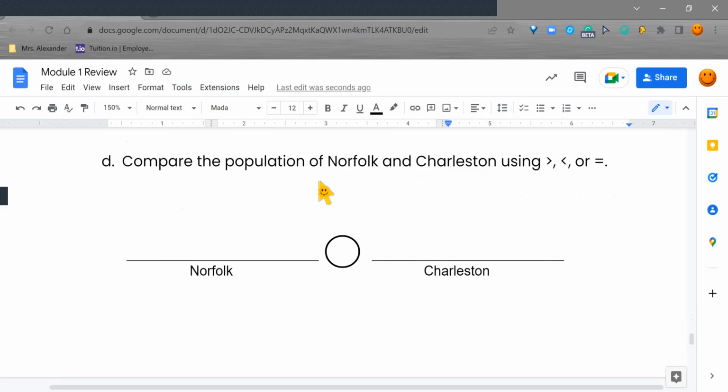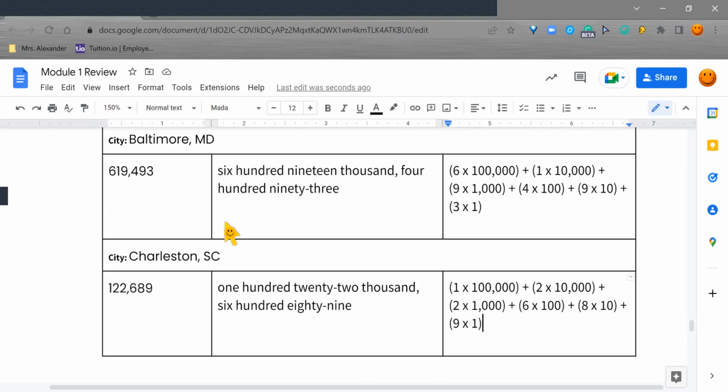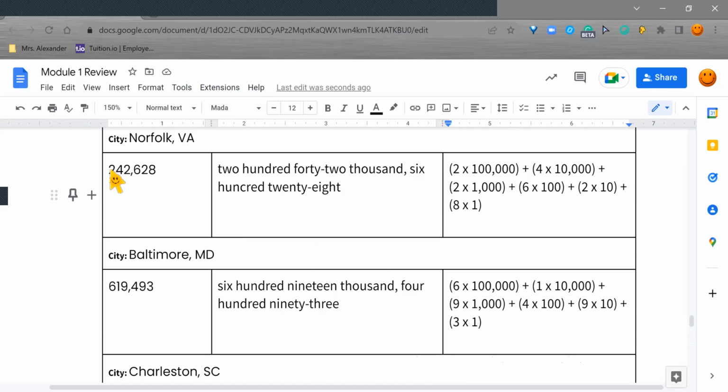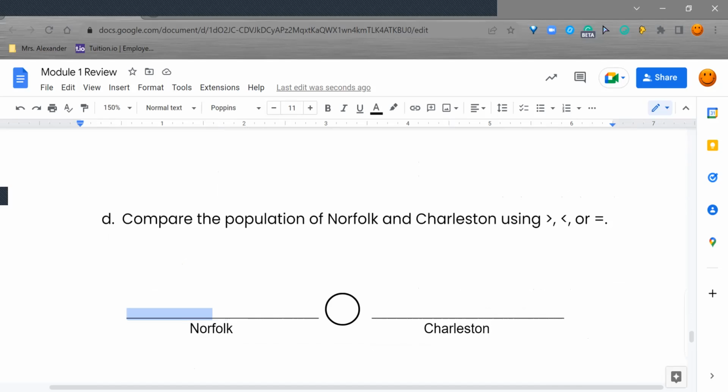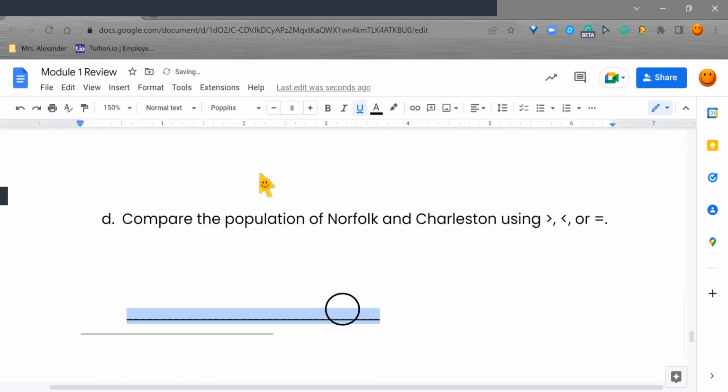It says compare the population of Norfolk and Charleston. We know what they are, so all I'm going to do is come right up here. I'm going to copy it, Control C, and then come right down here. I'm going to hit underline. I'm going to change this because I like something different, you guys. I'm going to go Control V.